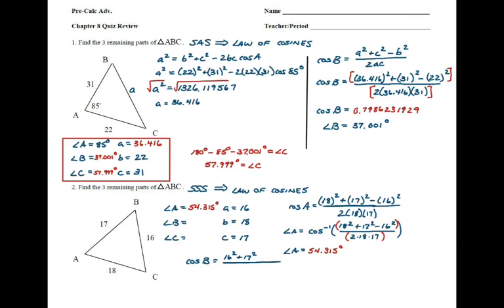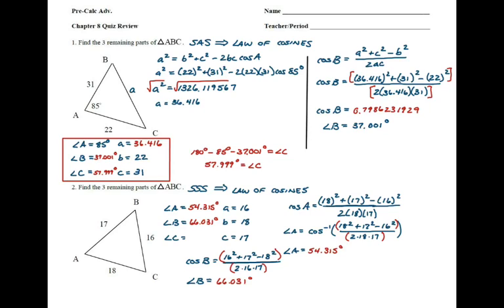So cosine of B is going to be 16 squared plus 17 squared minus 18 squared over 2 times 16 times 17. So to find angle B, I would take the inverse cosine of that large fraction there. So the inverse cosine, I'm going to put the entire top in its own set of parentheses and the entire bottom in its own set of parentheses. And what you should get for angle B is 66.031 degrees.